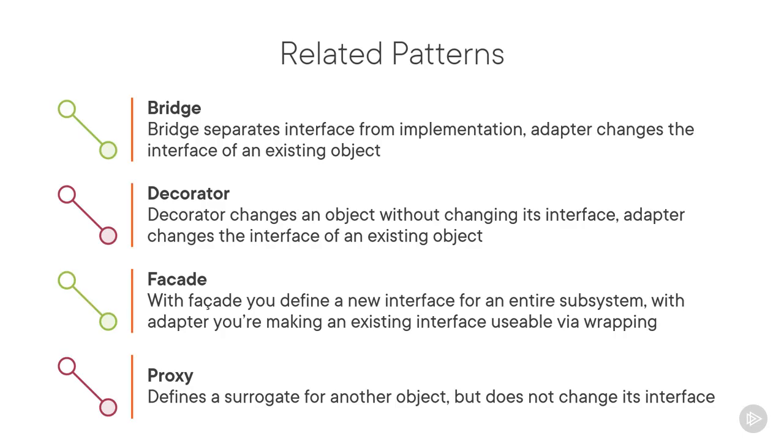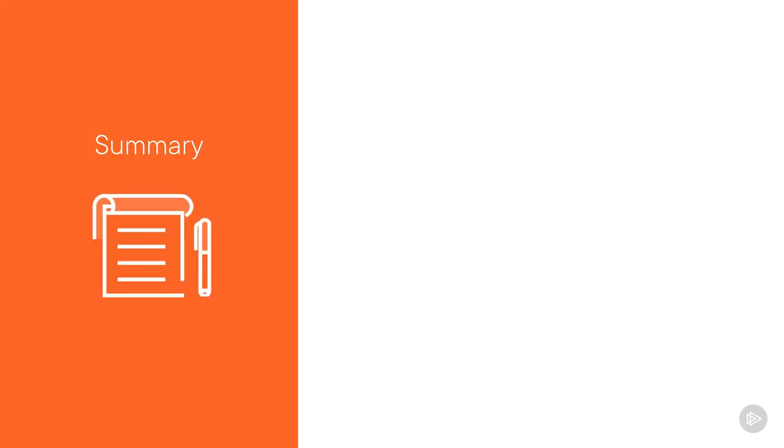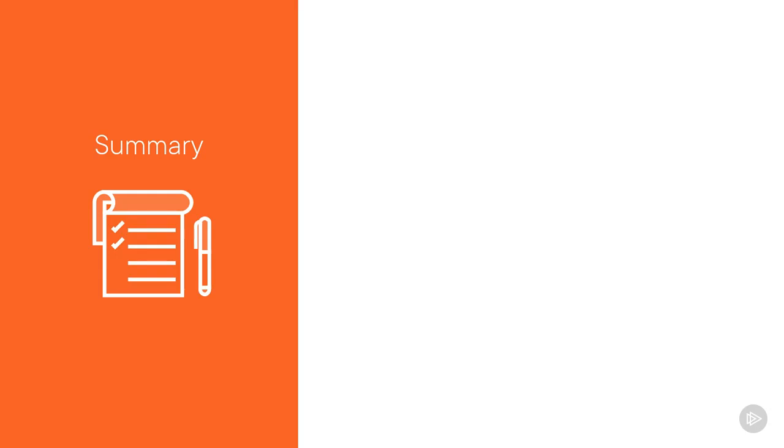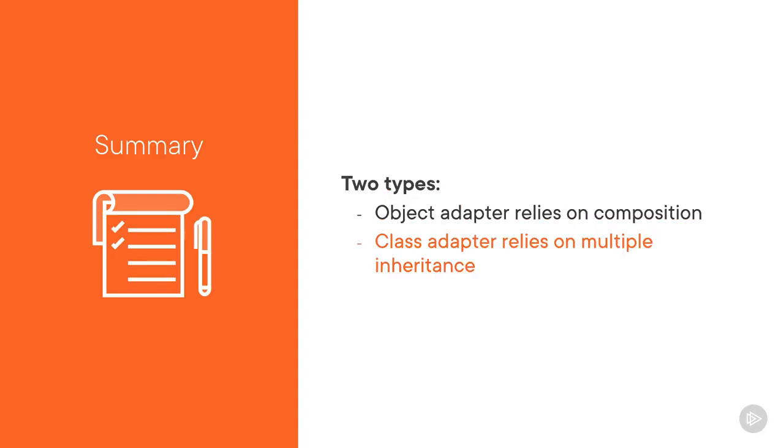Let's check out the module summary. The adapter pattern lets classes work together that couldn't before because of incompatible interfaces. Two variations exist: the object adapter, which relies on composition, and the class adapter, which relies on multiple inheritance. That's not supported in C#, but we can support a slight variation by combining a base class with an interface. That being said, as a language, C# was designed to favor composition over inheritance. That's why it doesn't support multiple inheritance.